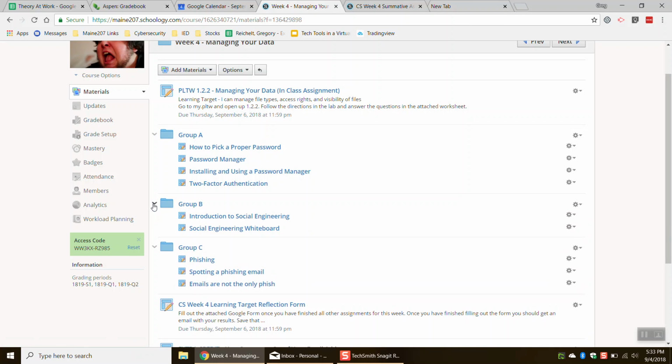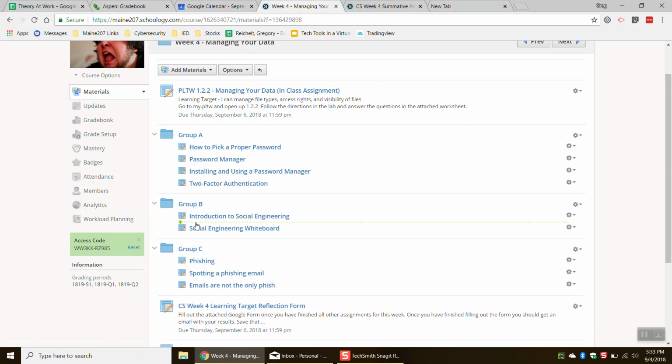Now group B, this is for students who were not put into either group A or C. This is almost the more extension activity. And again, I tried not to do the extension activity in group A or C. So the extension activity was in group B. Students who have mastered both picking passwords, password managers, those types of things, and phishing, were put into group B. These were both learning objectives from the previous week.